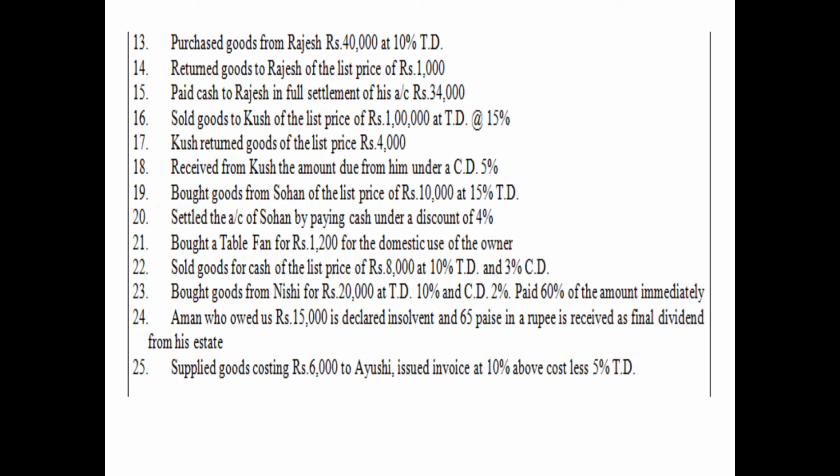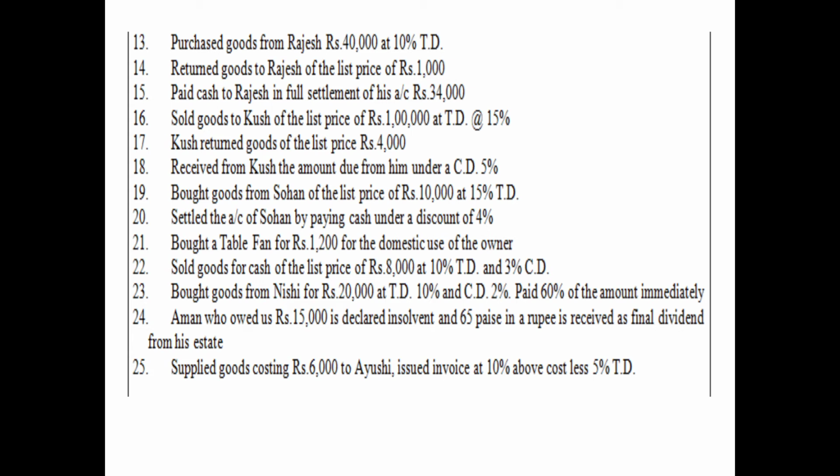Next, paid cash to Rajesh in full settlement of his account 34,000. Very easy. What you have to do, whenever the cash is being paid or received in full settlement, you have to go through the previous transactions related to the respective person. Now, as we can see, the 13th transaction is related to Rajesh, the 14th transaction is related to Rajesh.